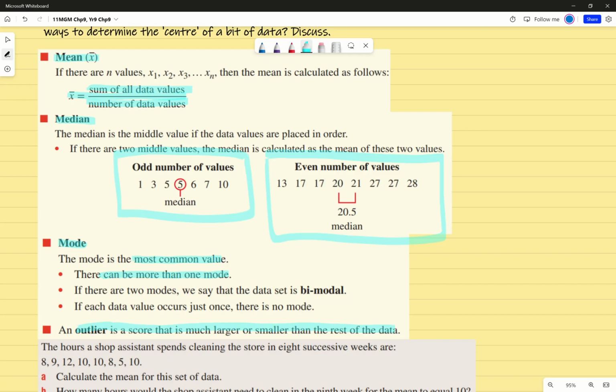So those are 4 key concepts. 3 of them are our measures of center. So our mean, median, mode, and our outlier.